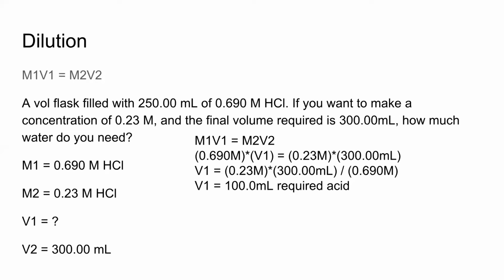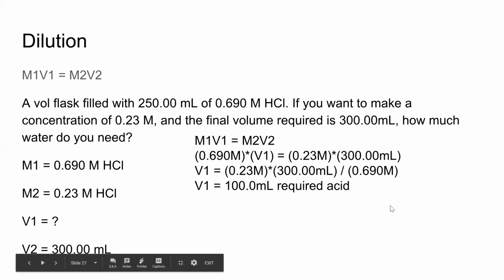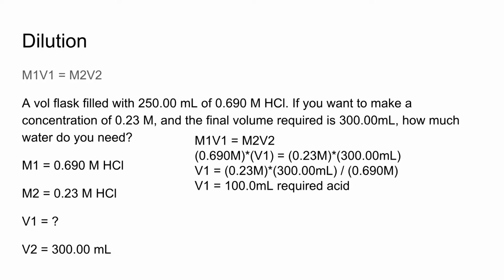Now this V1 is the volume required of the acid needed, not the volume of the water. So how will we find the volume of the water? Wait, I'm kind of confused, because you said the volumetric flask already has 250 ml? The amount of acid that you have is 250 milliliters, right? But that's not the initial volume you need. The initial volume for the dilution is what you take from this stock solution.